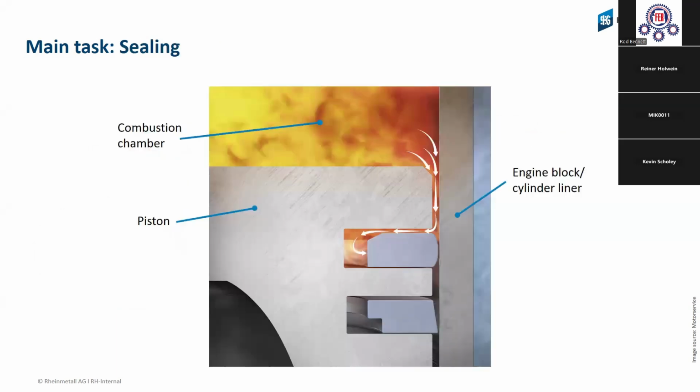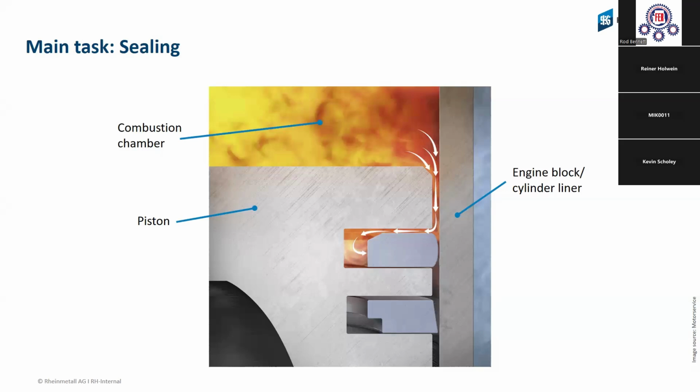Next you see first the sealing effect. You see on the top the combustion chamber with the pressure, with the burning of the fuel, and this high pressure pushes down the piston and brings the power to the crankshaft. And then you see the piston rings, the first and the second ring. Normally the piston ring has a tension, and the tension of the piston ring contacts the surface of the cylinder bore.